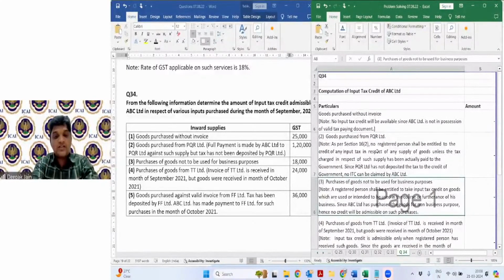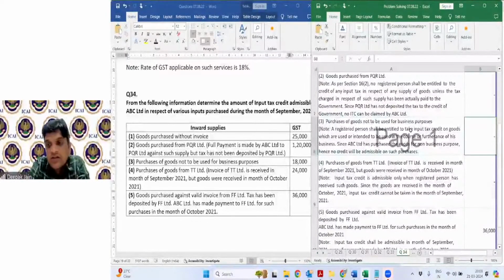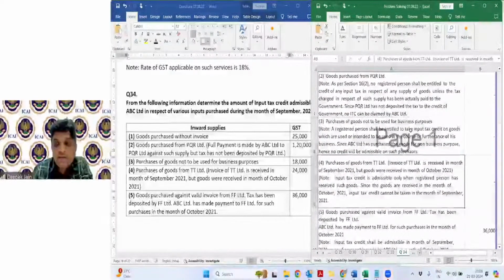Third case, purchase of goods not to be used for business purposes. A registered person shall be entitled to take input tax credit on goods which are used or intended to be used in the course or furtherance of business. If he's bought some goods which are not intended to be used for the furtherance of business, on that also credit is not available. Then purchase of goods from TT Limited, invoice of TT Limited is received in the month of September 2021, but goods are received in October 21. So for September credit मिलेगा क्या? नहीं. You will get it only in October 21.